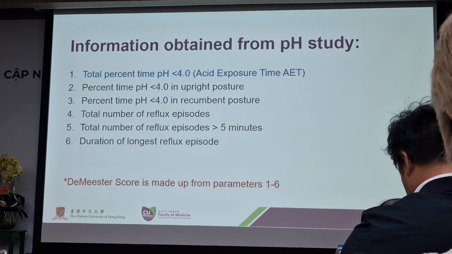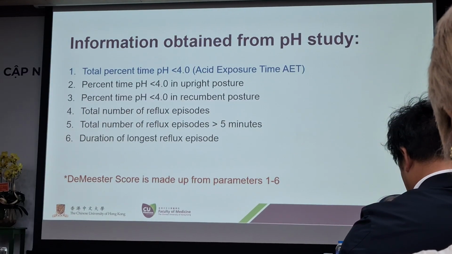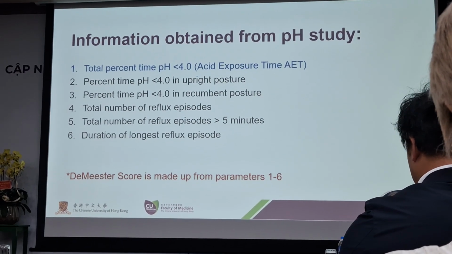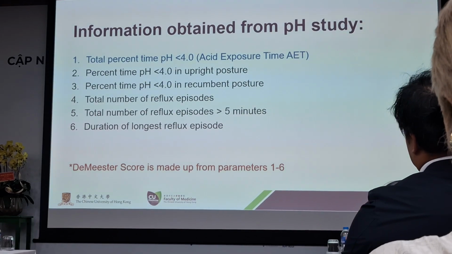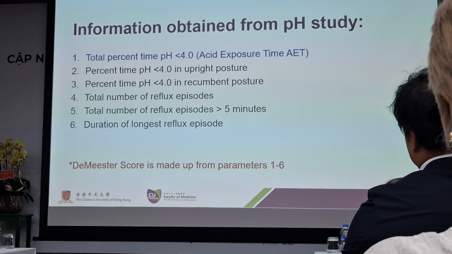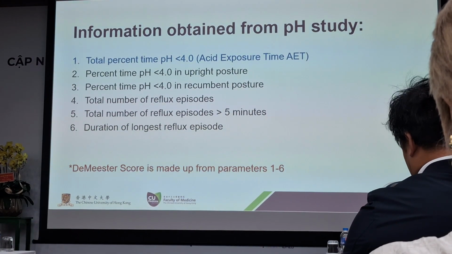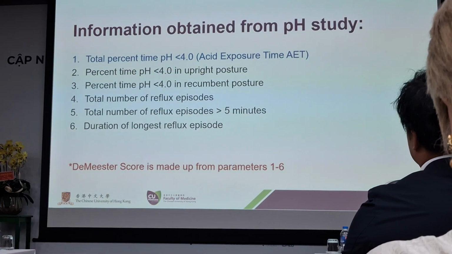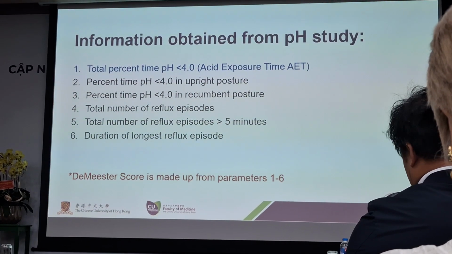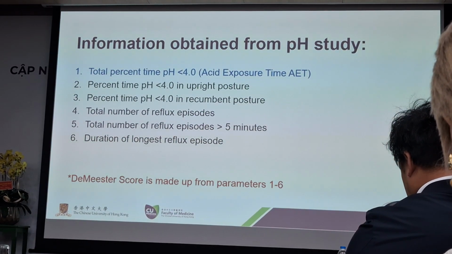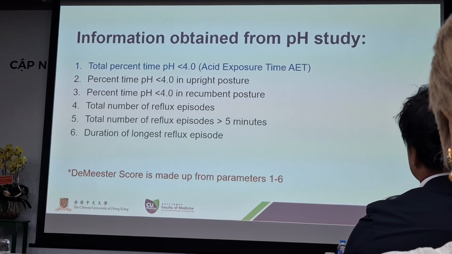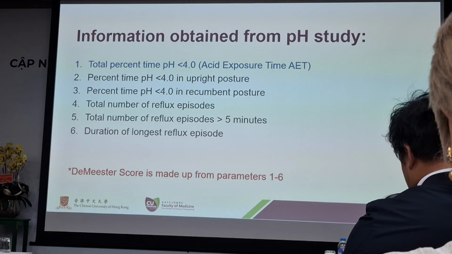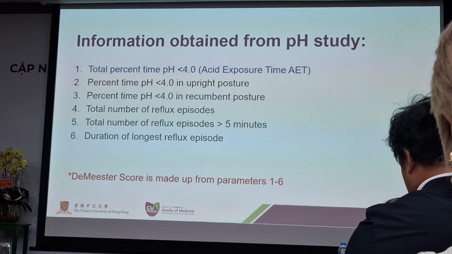and usually the 6 parameters are combined into a composite score called the Lister score. And the most important metrics would be first the total percentage of time where the pH is less than 4.0, something that we call AET, and also the total number of reflux. And I think it's definitely beyond the scope of this talk, but there's some controversy in terms of the AET cutoff in Asians.